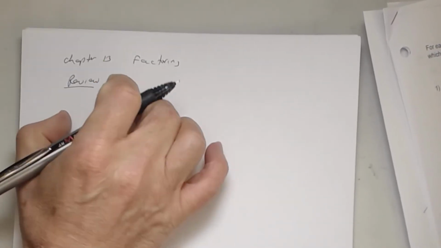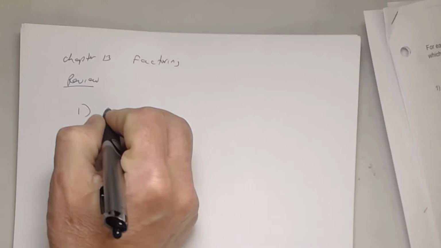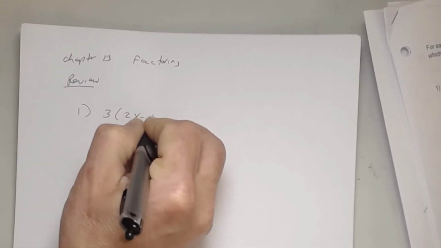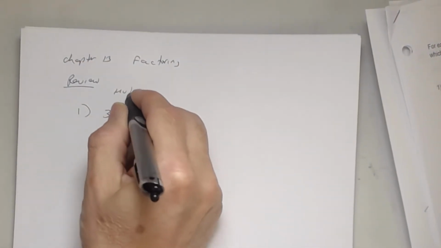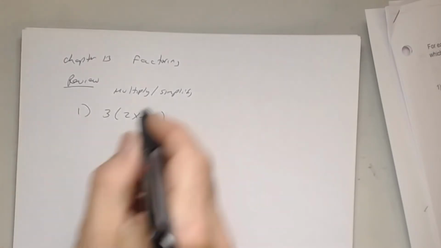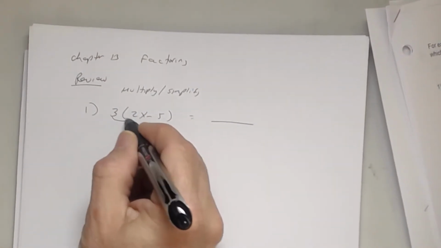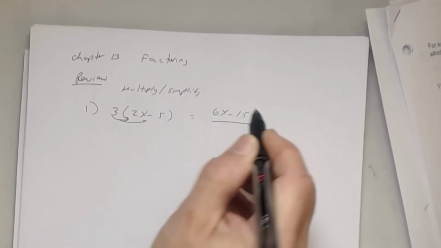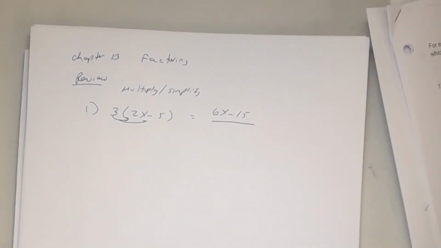if I had, and I'm not going to say the directions just yet, but if I had something like this, what did you do? Yeah, so usually the directions will say simplify this or multiply. Multiply/simplify. So if it just says simplify, simplify here means just get rid of the parentheses. In order to get rid of the parentheses, I'm going to use what property? Distributive property. And so that would be what? 6x minus 15. Okay? 6x minus 15.